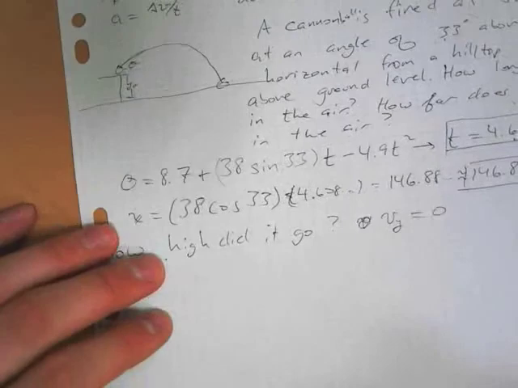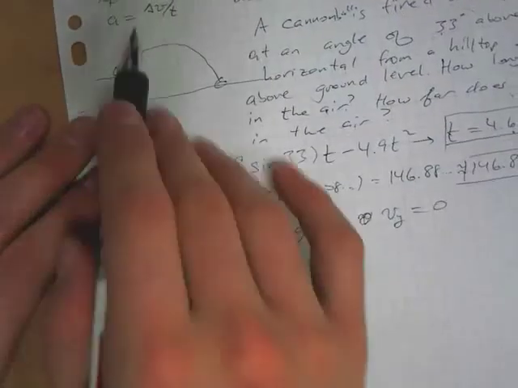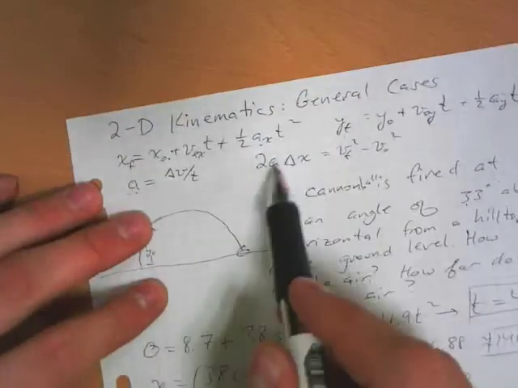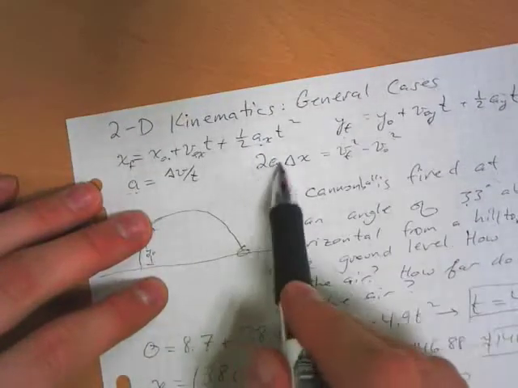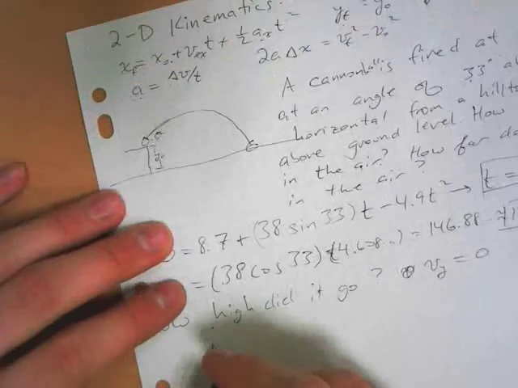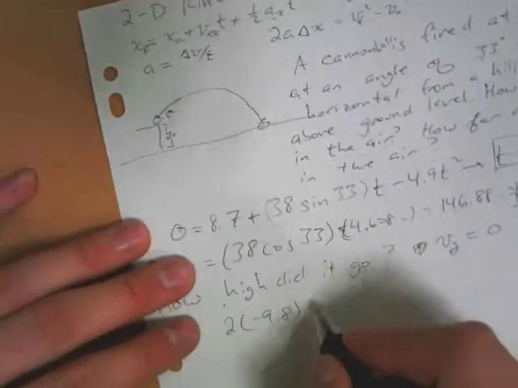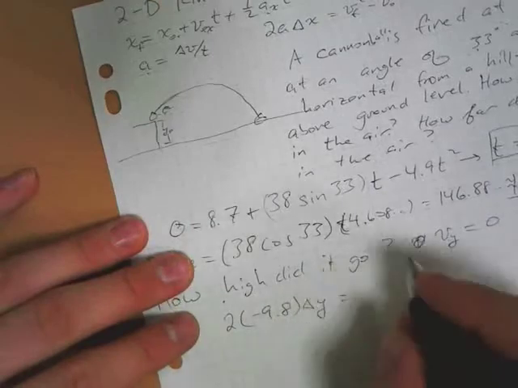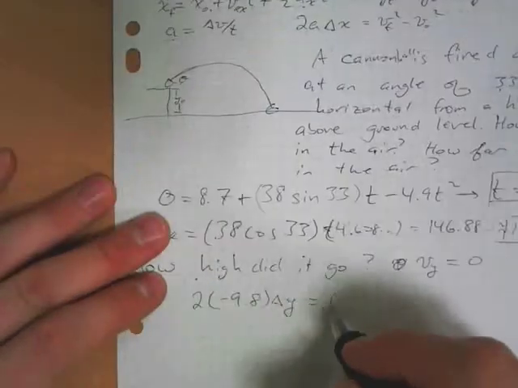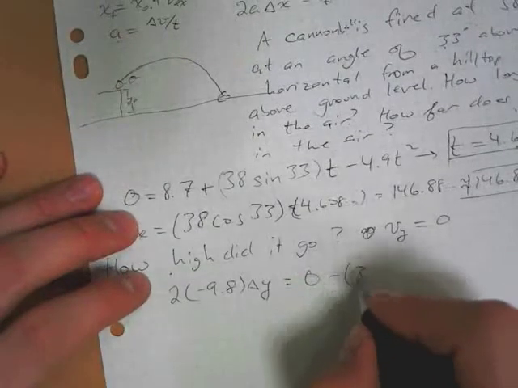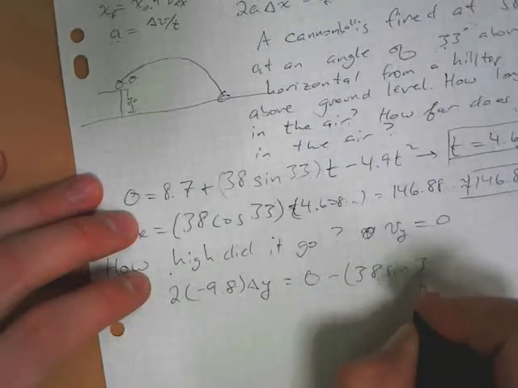So we can take this, a equals delta, well, we could do that. Sorry, that would be easier. The easiest thing to do would be to take this, because we know that 2 times the acceleration in the y direction, minus 9.8, times delta y equals v final y, which is 0, minus v naught y, 38 sine 33, squared.